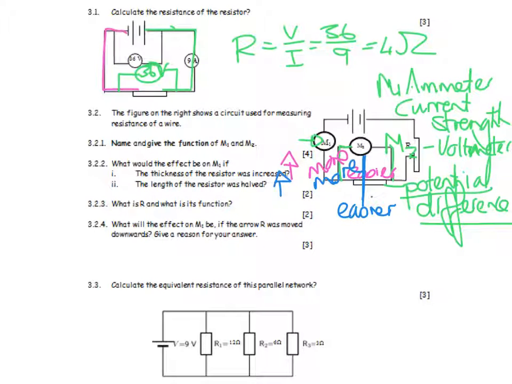What is R and its function? This R over here has got an arrow onto the resistor. That is what is known as a rheostat or a variable resistor.